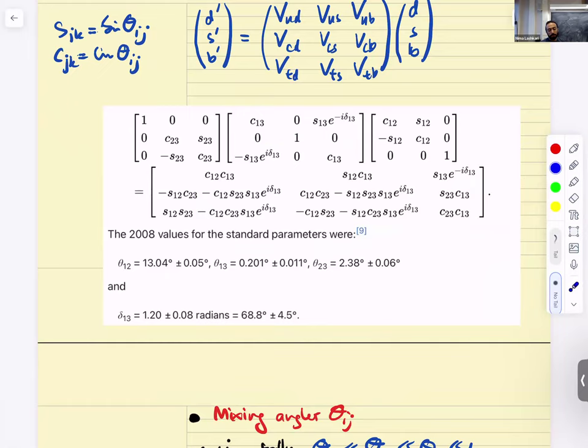That's for three generations. The story changes for a different number of generations. These statements I'm making are very dependent on the number of generations, the lack of right-handed neutrinos, right? This is within this model, which is successful in describing nature around us.